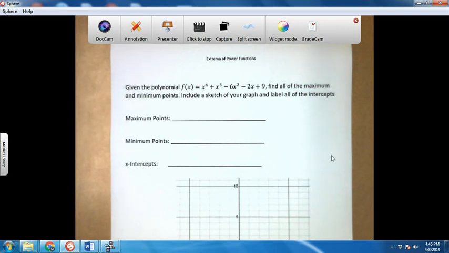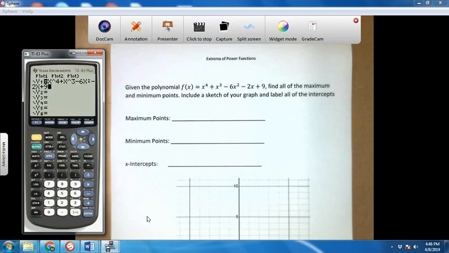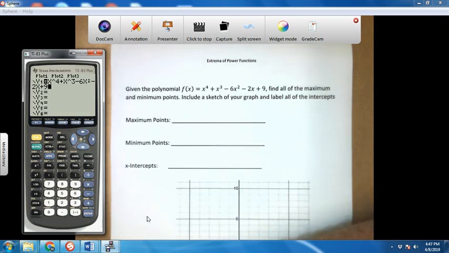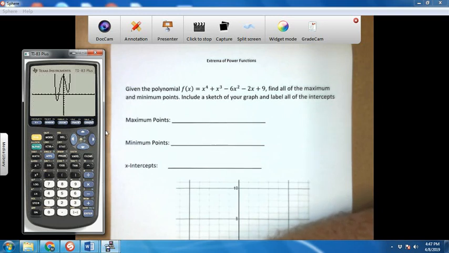I want you to include a sketch. It's a rough sketch, but I also want you to label all of the intercepts. So if I'm going to label the intercepts, that means I better know what they are. So the first thing I'm going to do is type this into my calculator. Go to your y equals and type that equation in. I've already done so to conserve time. Now I'm going to hit graph. Your graph should look something like that.